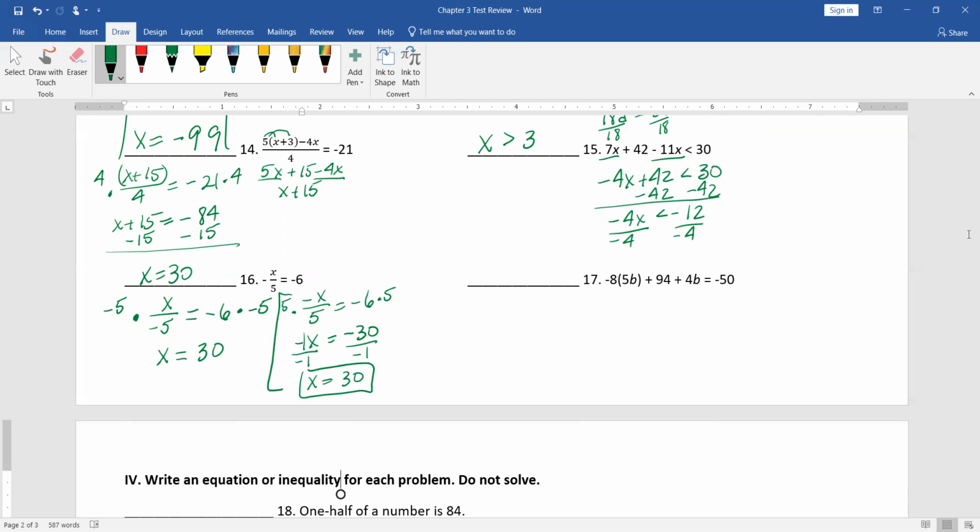But just remember, you cannot leave it -x because that is not x's value. Okay, last one, number 17.